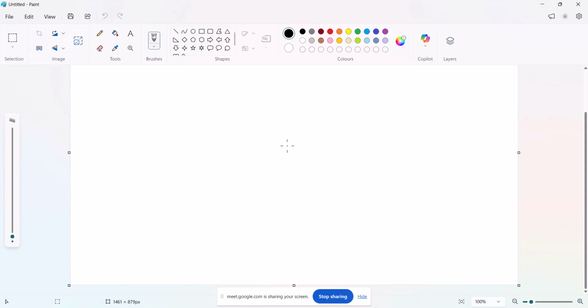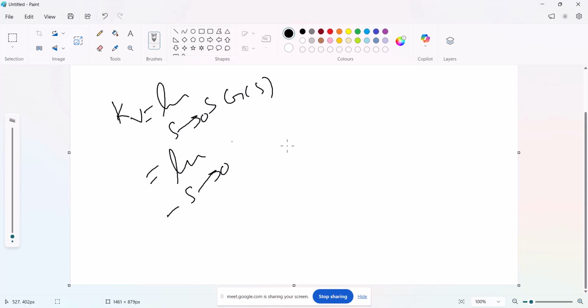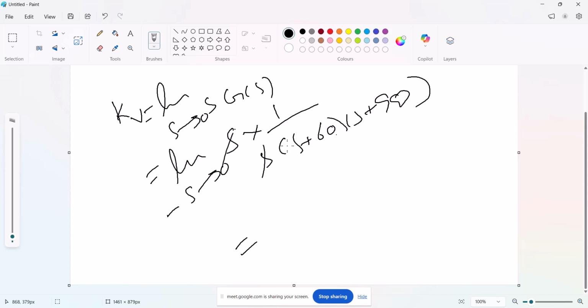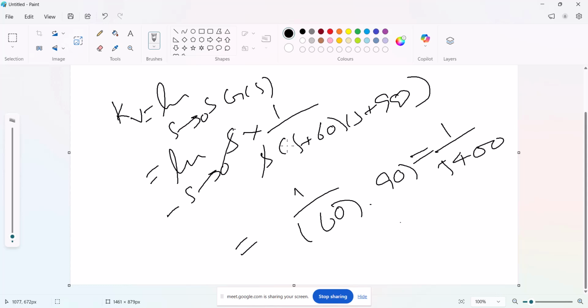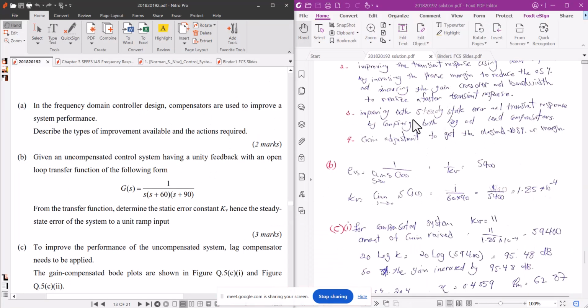Kv will be the limit as s approaches 0 of s into G(s), which is the limit as s approaches 0 of s into 1 over s into (s plus 60)(s plus 90). So this s gets cancelled with this, and then putting s equal to 0, you will get 1 over 60 and 1 over 90. And your steady state error, e infinity, will be 1 over Kv, or 5400. This steady state error is huge. This is 1 over Kv, that is 5400.